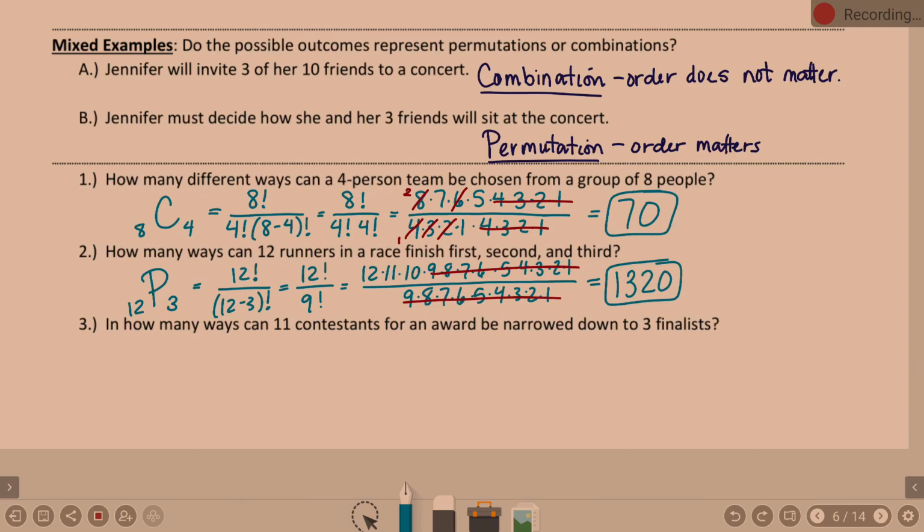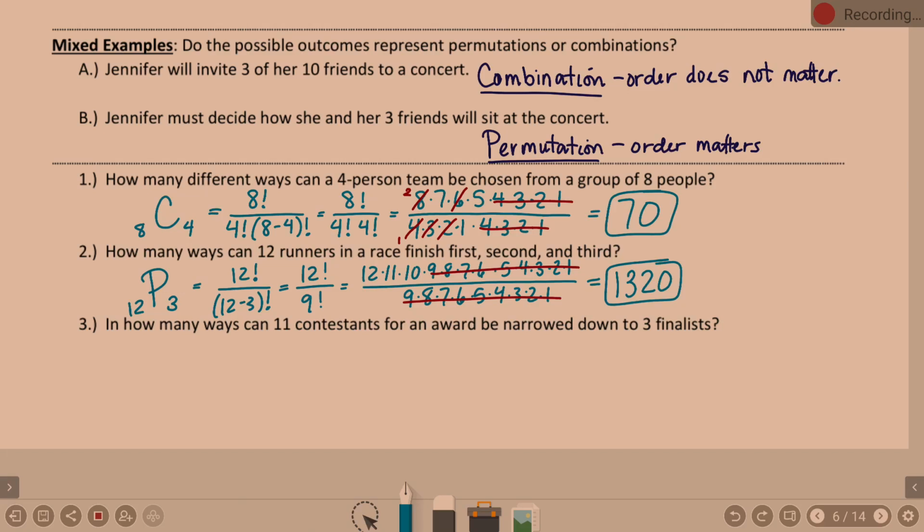Okay. One last one on this section. How many ways can 11 contestants for an award be narrowed down to 3 finalists? Combination. Why? Because it doesn't matter what 3 are, it's just down to 3. We're not talking about a first, second, third here, are we? We're talking about, did you make the cut? Are you in those 3 finalists? So this is indeed a combination.